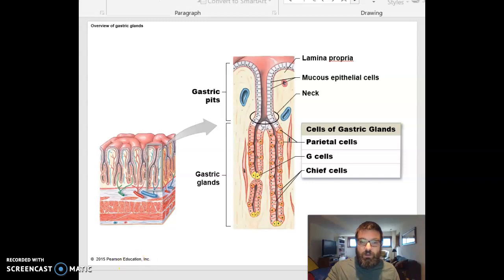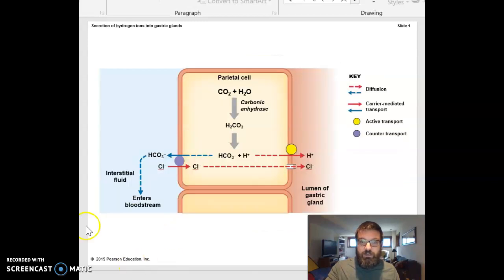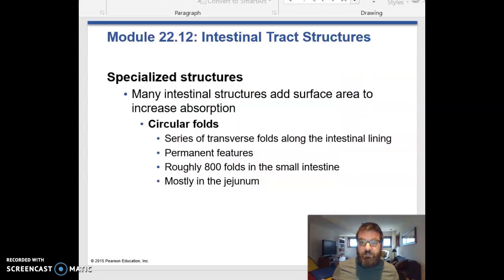How do we produce hydrochloric acid? Well, you have CO2 and H2O that come together to make H2CO3, which generally becomes bicarbonate and a hydrogen ion. You take that hydrogen ion and add a chloride ion and pump it into the lumen of the stomach, and thereby getting hydrochloric acid.